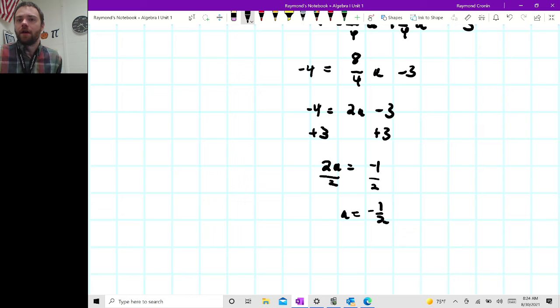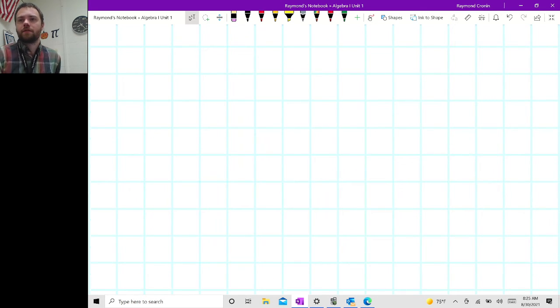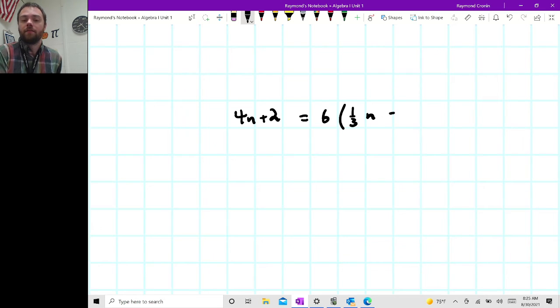And they can get a little harder. See problems like this. Maybe I've got 4n plus 2 is equal to 6 times 1/3 n minus 2/3. And then I have to solve this for n. So first I'm going to distribute this 6. And right here I've got 6 times 1/3. Well, that's the same as 6 divided by 3. So that's going to be 2n.